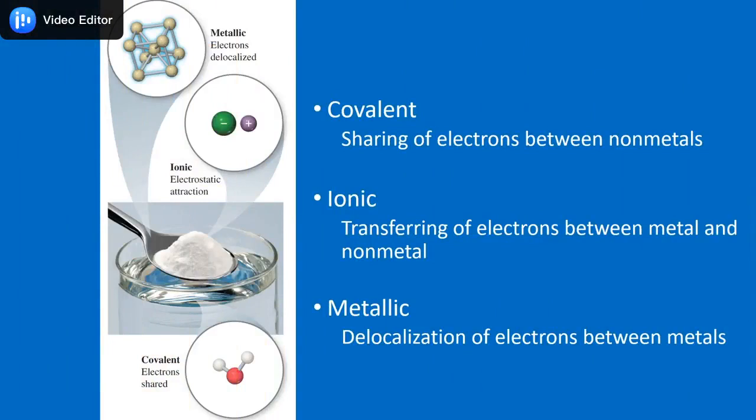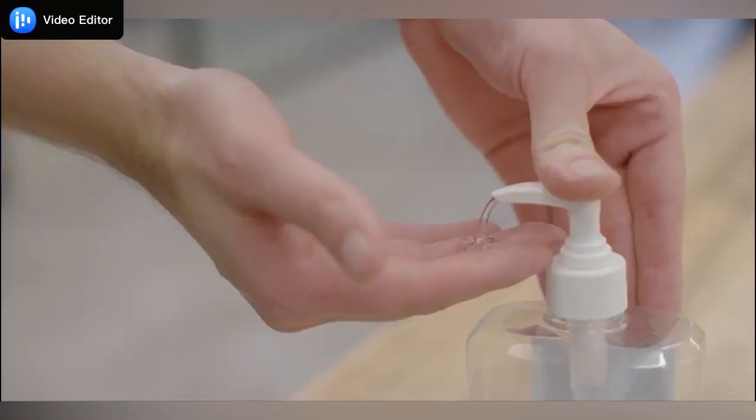In resume, covalent bond involves the sharing of electrons between non-metals. Ionic bond involves the transfer of electrons between a metal and a non-metal. And metallic bond involves the delocalization of electrons between metals of the same element.